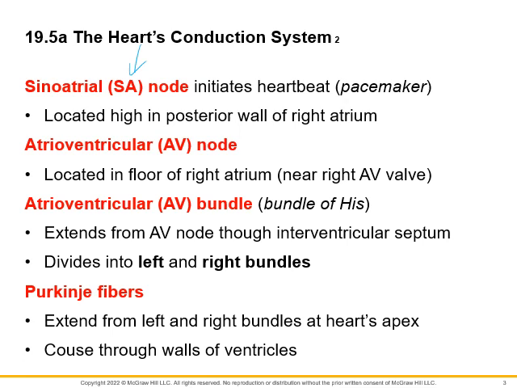This is the sequence of the cardiac conduction system. We're going to learn about an SA node, an AV node, an AV bundle, sometimes still called the bundle of His, and then these Purkinje fibers that are going to wrap around and through the walls of the ventricles.